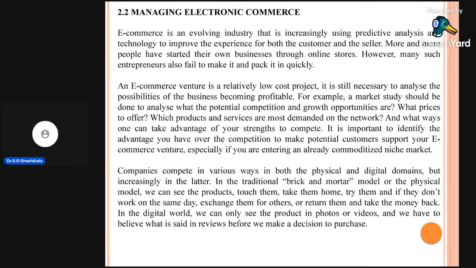So companies generally compete in various forms, both in physical and digital domains. In the traditional concept, we call it the brick and mortar model, which is nothing but a physical model. Under that, we can test the products, we can try them, and we can use them or exchange them, all such things. But in the case of the digital marketplace, that concept of touching and feeling will be missed. So that is what we call intangibility here.